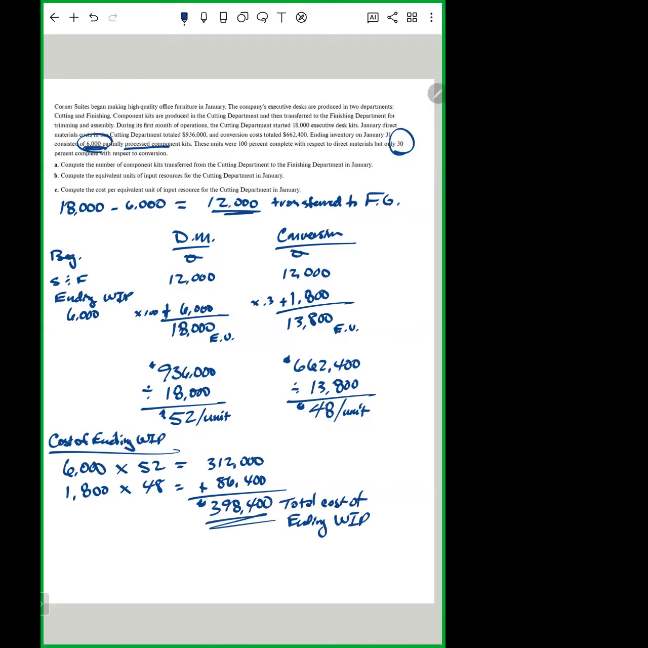So the problem really kind of ended here, right? So this is A, then this is B, and this is C. But if we were interested in total cost, then 398,400 is the total cost of the WIP, right? Just focusing on this ending WIP piece, because this is kind of the piece that's in flux, if you will. 398,400.